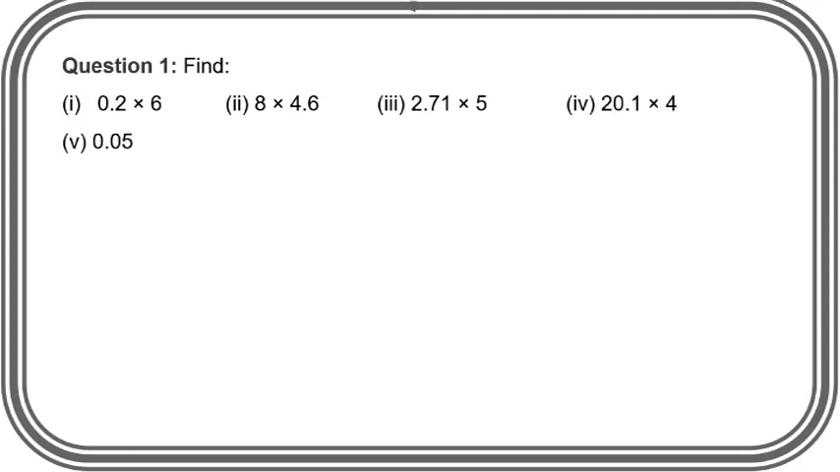Question number 1. Find. In which we have to multiply 0.2 by 6, 8 by 4.6, 2.71 by 5, 20.1 by 4, 0.05 by 7, 211.02 by 4, and last, 2 by 0.86. Before starting this, I want to show you how to multiply decimal numbers.